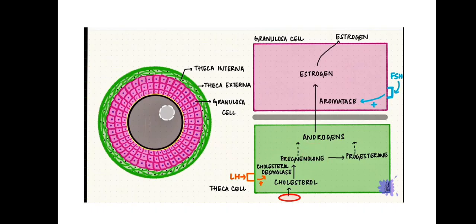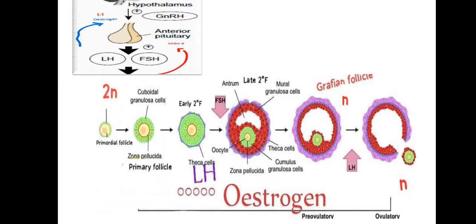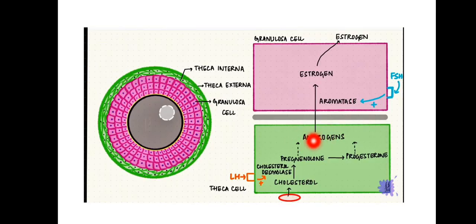Because the enzyme needed to form estrogen, which we call aromatase, is only found in the granulosa cells. So these androgens that are being produced in the theca cells are the precursor molecules for estrogen, but in the theca cells, you don't have the aromatase enzyme. So this androgen from the theca cells is going to diffuse, because these cells are close to each other, into the granulosa cells, these ones in pink. And then the aromatase enzyme is going to convert androgens to form estrogen. So estrogen is being formed in the granulosa cells.